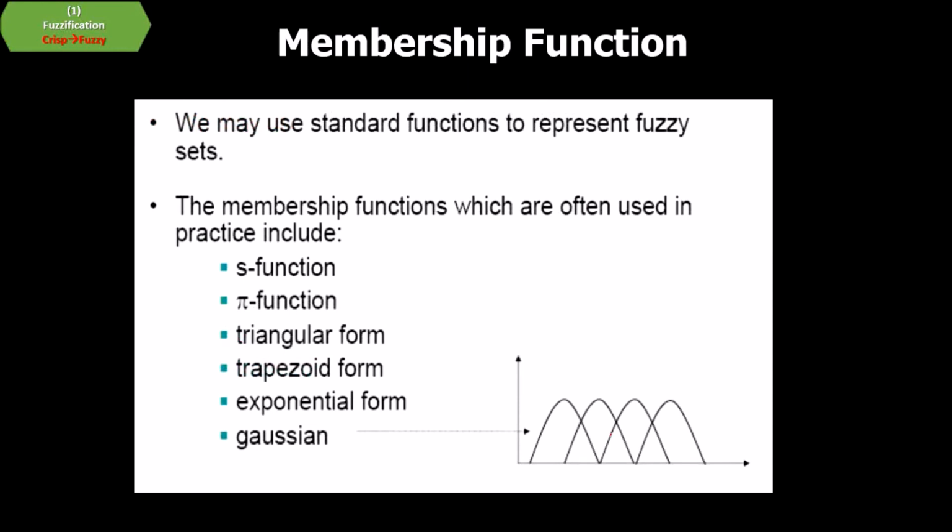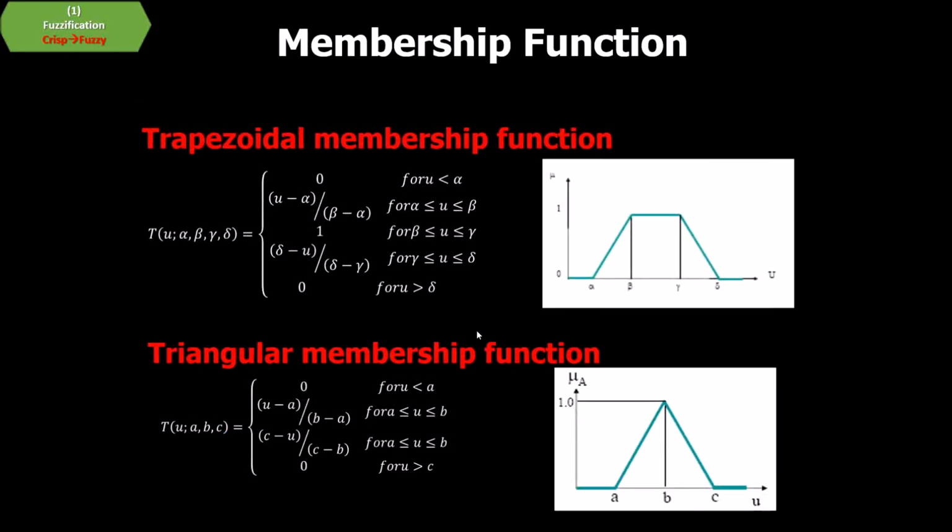So this is an example of the available membership functions. We have the S function, pi function, triangle, trapezoid, and so on. We will focus on only a small part of the membership functions in this class. The first thing that we will look at is the trapezoidal membership function. So this is an example of the trapezoid membership function, and this is how we define its representation.